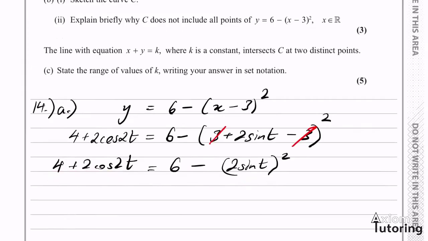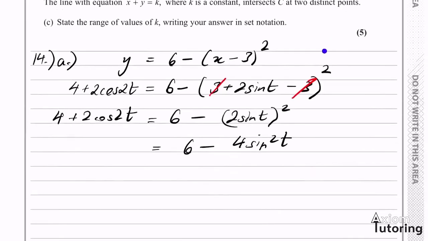One thing we should do is maybe multiply this out, get rid of the brackets. So (2 sine t) all squared, that's going to be 4 sine squared t. So I think the easiest thing to do would be to focus on the left-hand side, because there is a way for us to rewrite cos 2t, and it's going to be using the double angle formula for cos. So let's use that.